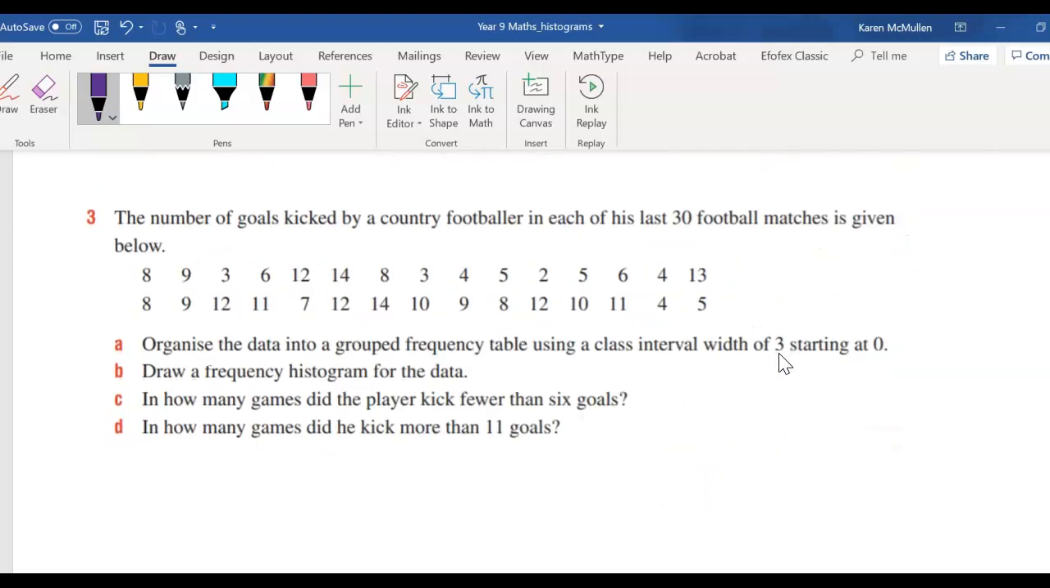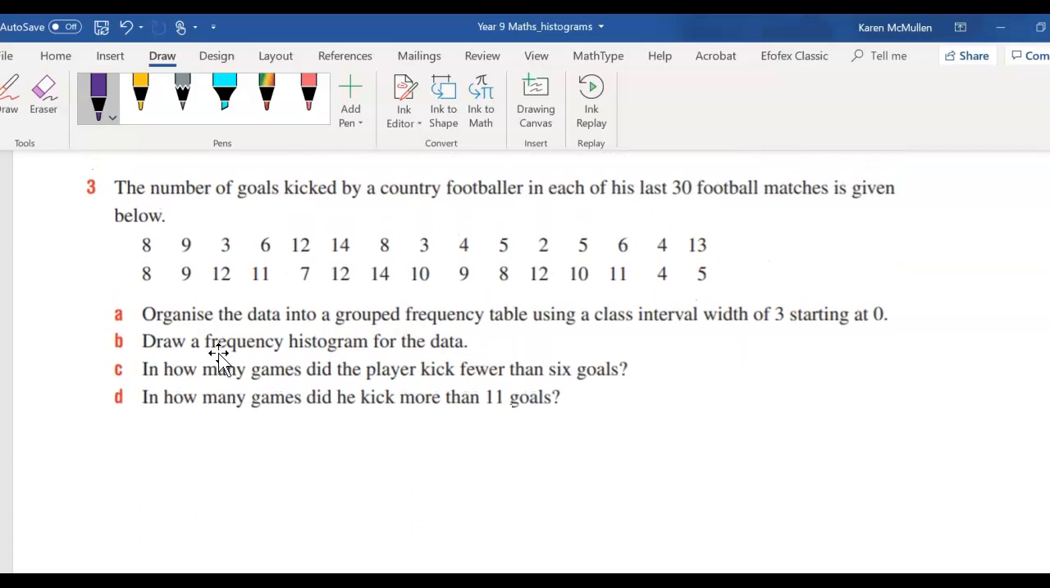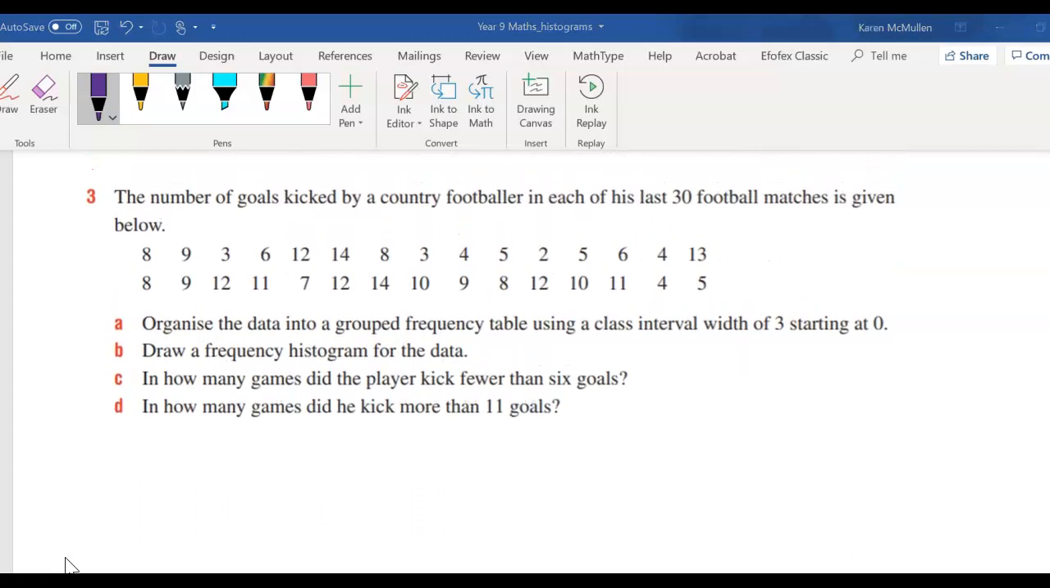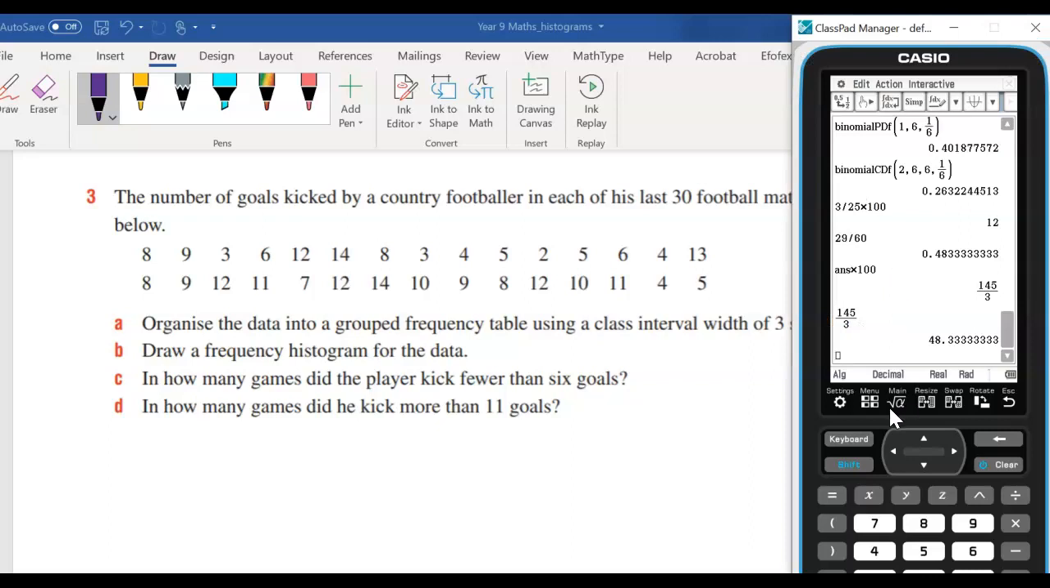All right, I think I only had the 2 questions. Oh, I've got another question. So we'll do question 3 together as well. We're just going to enter those values into the calculator, draw a histogram, and answer the 2 questions. So it would be a good idea, if you haven't done it on your own calculator yet, to do it.